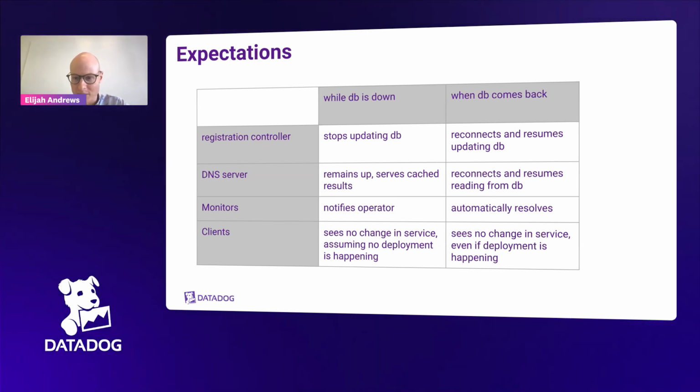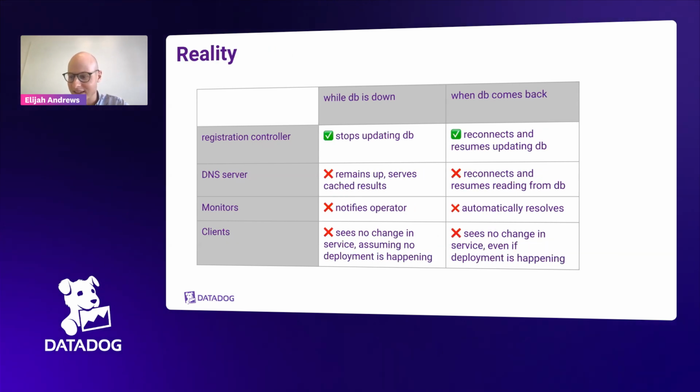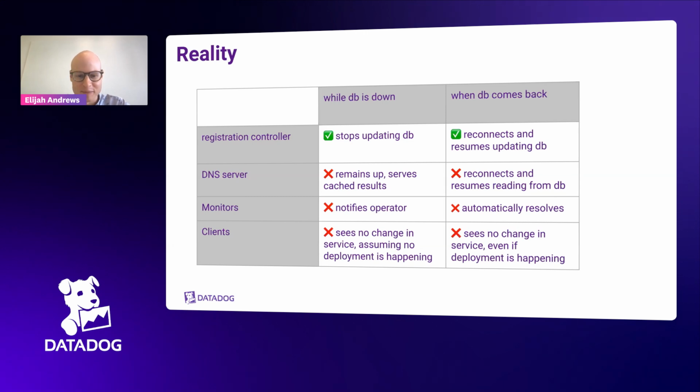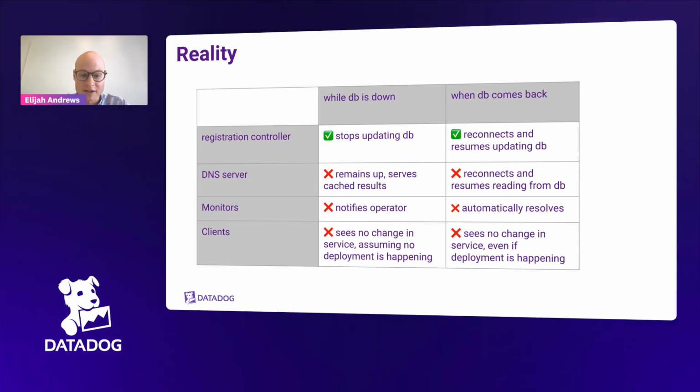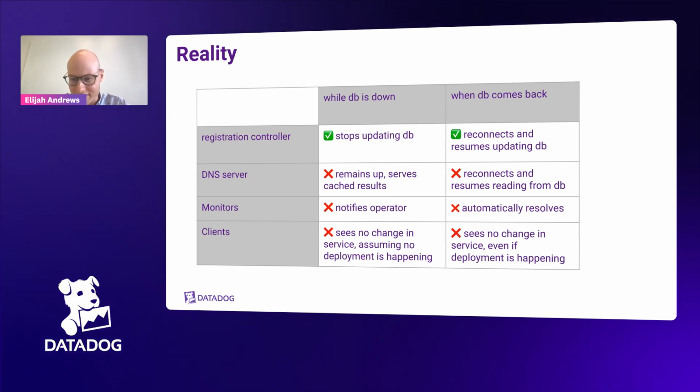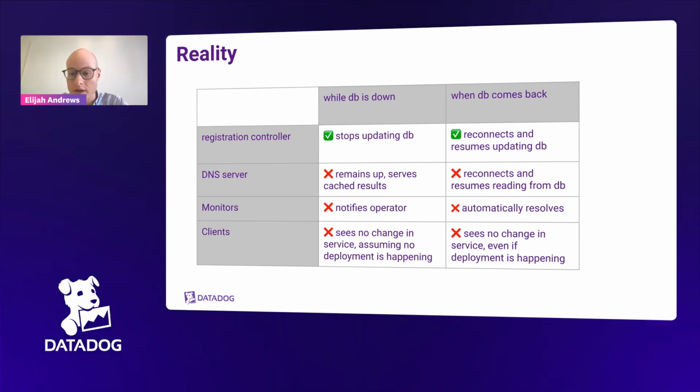So these were the expectations for the system. And then we ran the experiment and validated whether we met these expectations. But it turns out that we didn't at all. We had a bug in our error handling that caused the DNS server to crash when the database went down. A lot of the expectations here are marked as failures, but they're actually irrelevant if the DNS server goes down. But this was a really interesting result that gave us a lot of information.